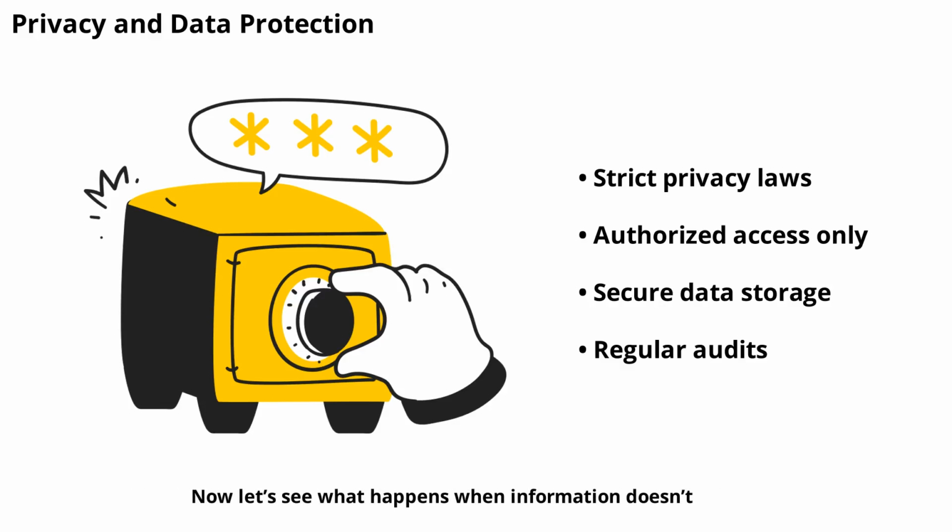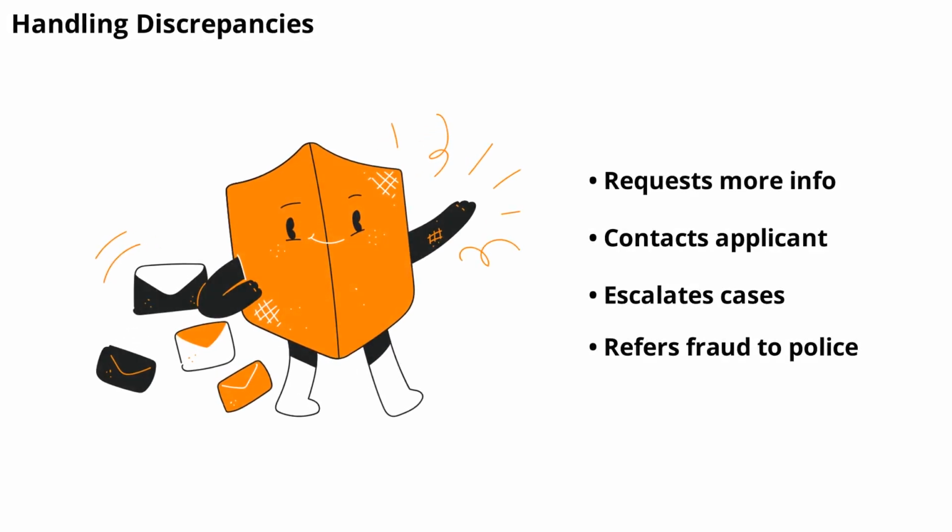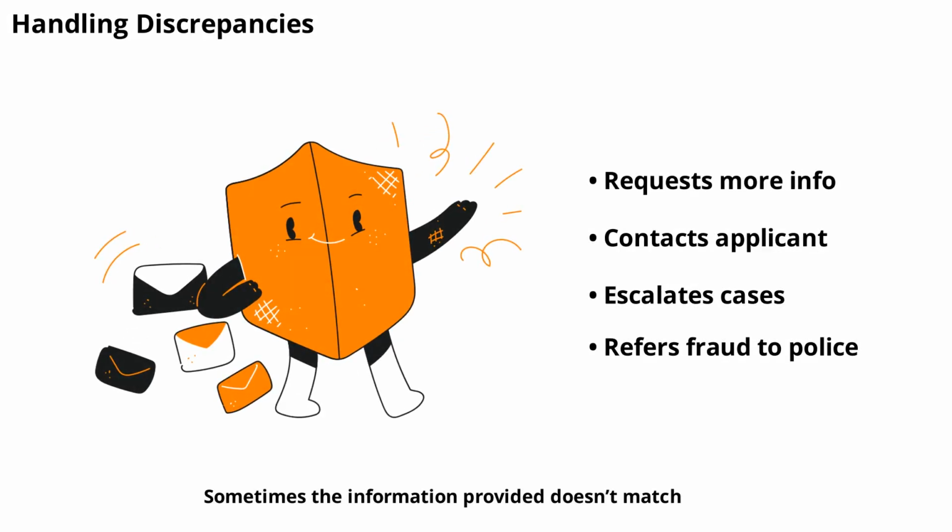Now, let's see what happens when information doesn't match or is found to be false. Sometimes, the information provided doesn't match official records or appears suspicious. In such cases, government staff follow a clear protocol. They may request additional documents, contact the applicant for clarification, or escalate the case for further investigation. The goal is to resolve discrepancies without causing unnecessary delays. If fraud is suspected, the case may be referred to law enforcement.